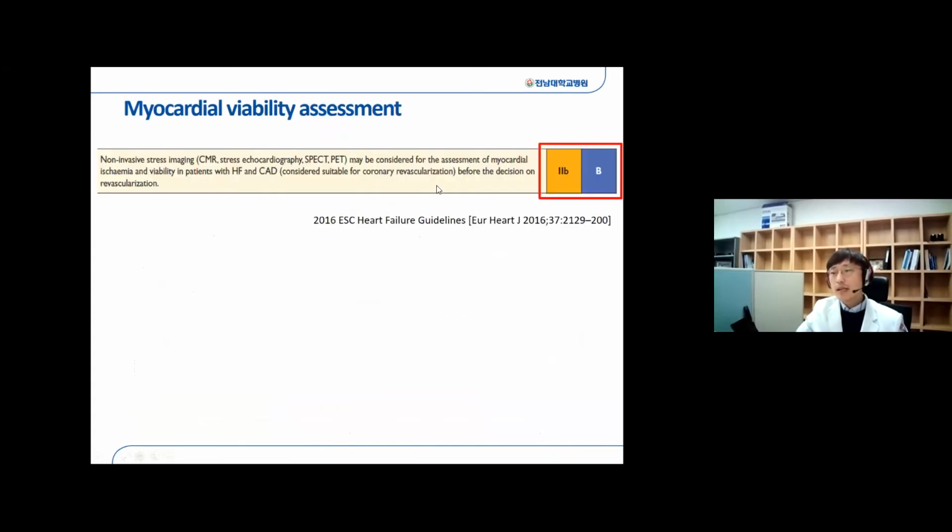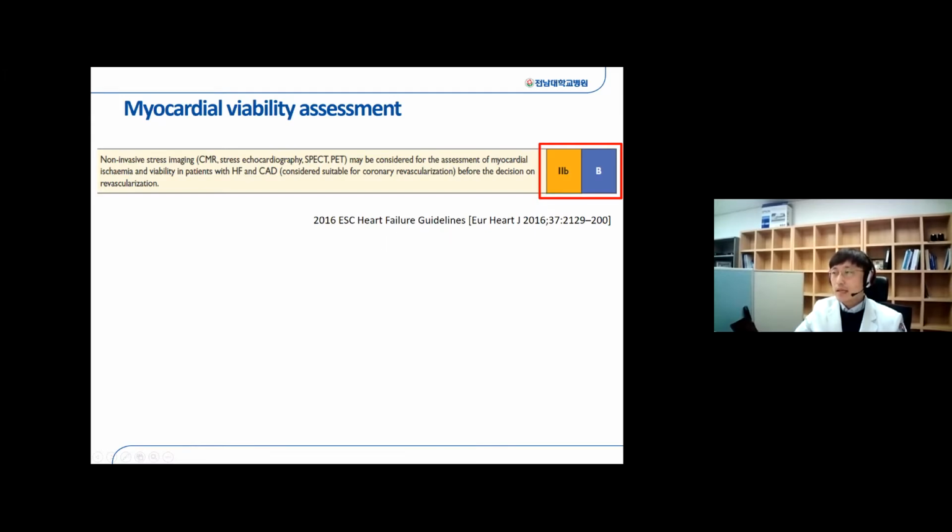So the current European guidelines recommend that non-invasive stress imaging, CMR, stress echo, SPECT, and PET can be considered for the assessment of myocardial ischemia and viability in patients with ICMP, but the strength of recommendation is only 2B, which is defined as may be considered. So it is not a mandatory option for ICMP patients.